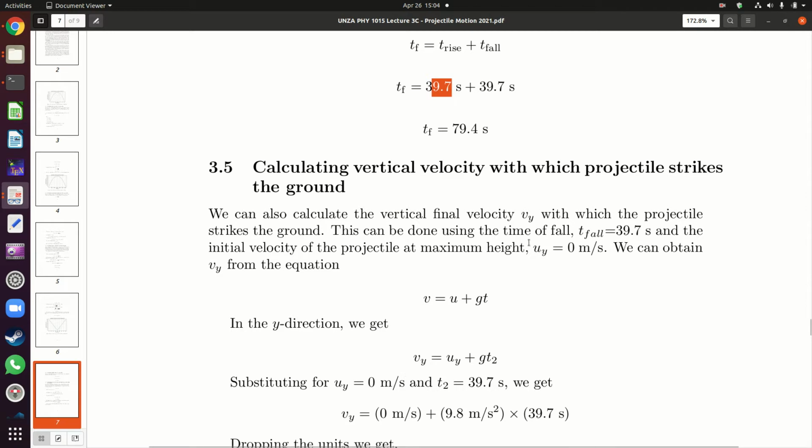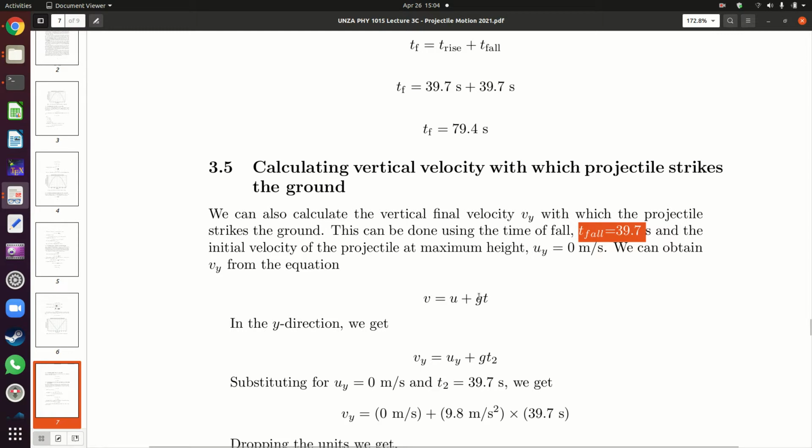In the y direction, when the projectile is leaving maximum height, we know the initial velocity at maximum height is 0 meters per second. Then it is going to fall through a particular distance, and it's going to take 39.7 seconds. So the fall time is also known. T4 is 39.7 seconds, and the initial velocity at maximum height is 0 meters per second.